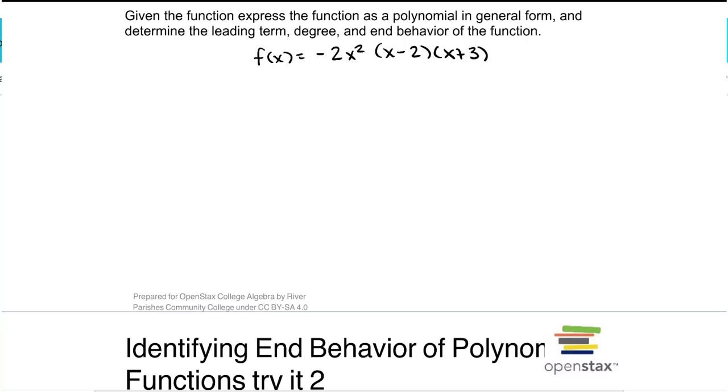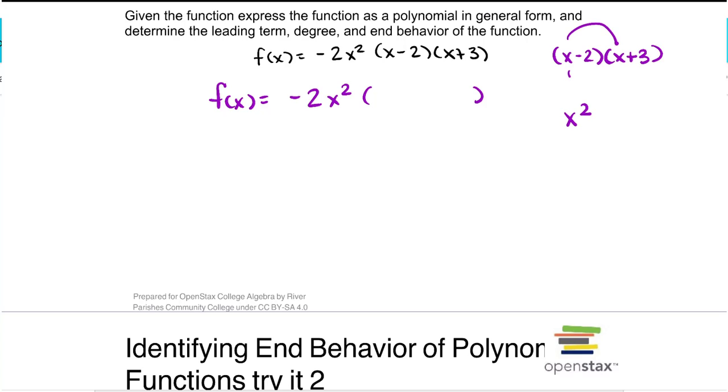So what you want to do here is simplify. So we have f of x is equal to negative 2x squared. I would multiply this first, x minus 2 times x plus 3. I'm just going to go over here to the side for those that need it. So x times x would be x squared. X times 3 would be 3x. Negative 2 times x is negative 2x. Negative 2 times 3 is negative 6. So we would get x squared plus x minus 6.